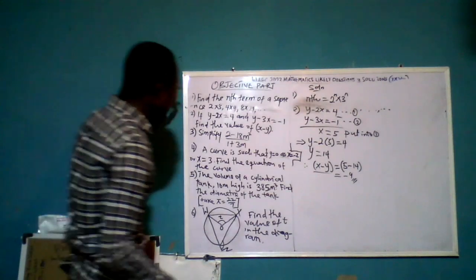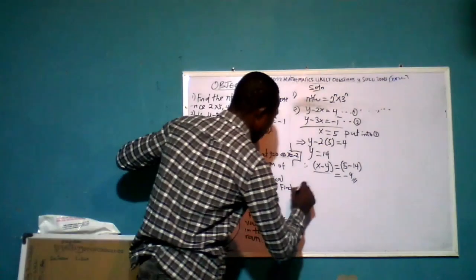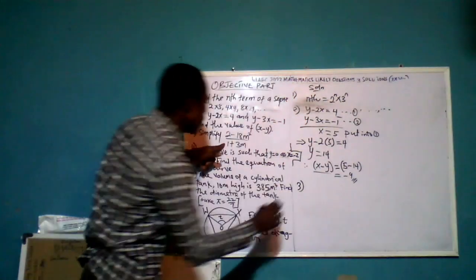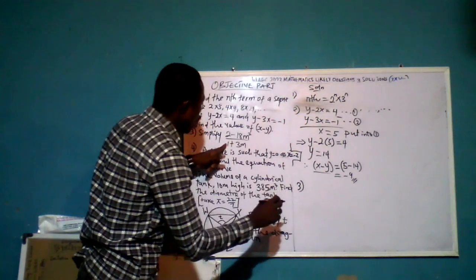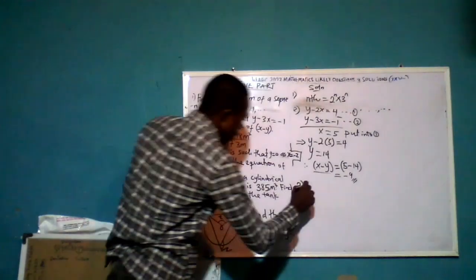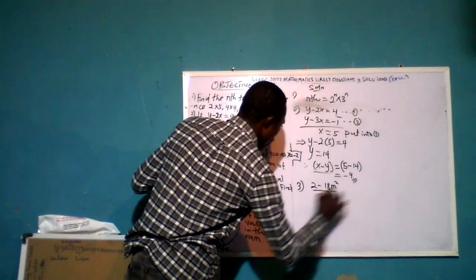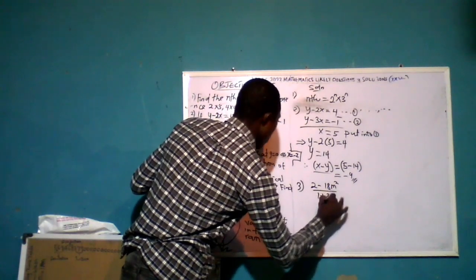We have to simplify this expression. We have to simplify question number 3. Let me write out the expression. We have to simplify 2 minus 18m squared all over 1 plus 3m. Okay, so 2 minus 18m squared all over 1 plus 3m.